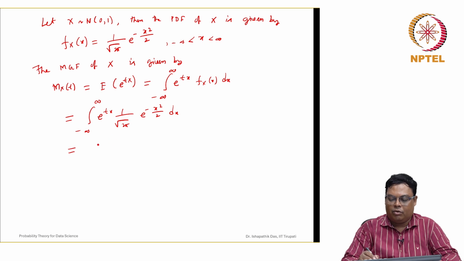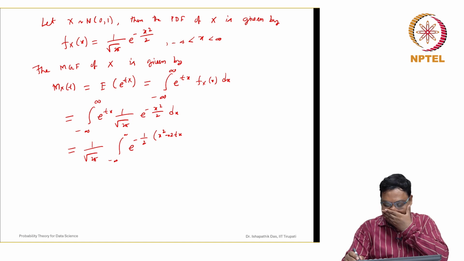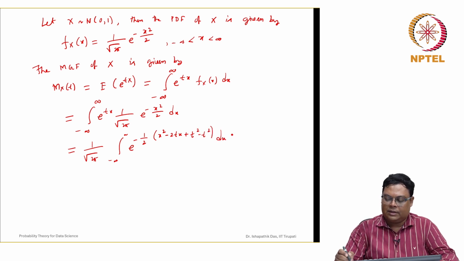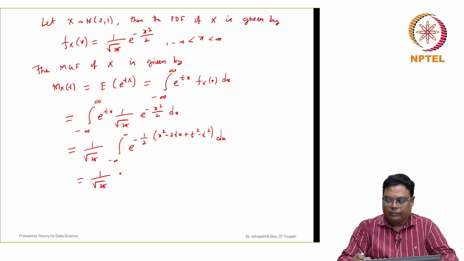1 by root 2 pi is a constant. Now the integral from minus infinity to plus infinity of e to the power of minus 1 by 2 times (x square minus 2tx). I want to write it as a whole square form. Up to this, if you simplify, we get back this form. Now we just add an extra term, t square, and also subtract t square, then dx.